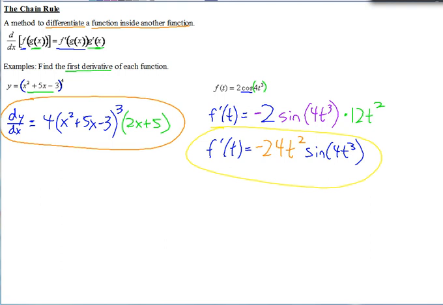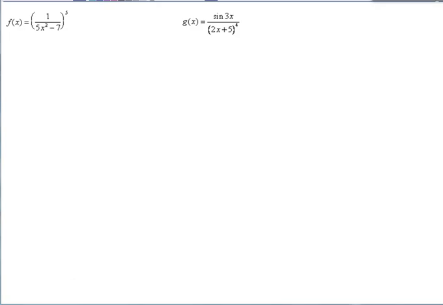Okay, let's look at some more examples here. Now in this one, if we left it like this, we could take the derivative. We'd have to use the chain rule because of the function inside, but because it's 1 divided by 5x squared minus 7 to the 5th, that would also require using the quotient rule, which will make it more complicated than it really needs to be. So since we just have a constant on the numerator, let's go ahead and try to simplify it first before we take the derivative.